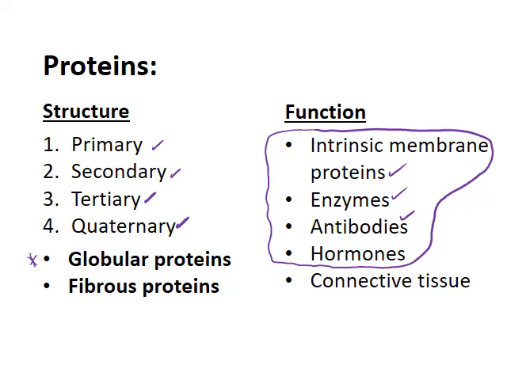Now, fibrous proteins have a different structure, and we're going to talk about collagen and keratin, and they can help form what we call connective tissue. So, for example, collagen will form connective tissue within the skin. It can also be tendons, ligaments, and cartilage within the human body.